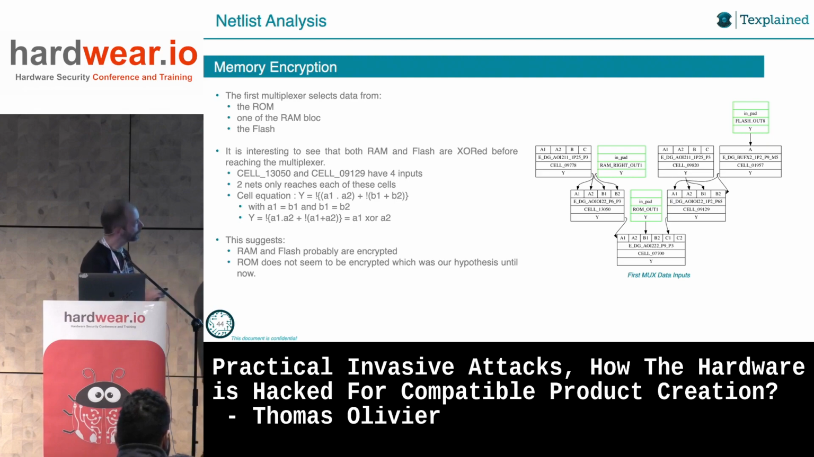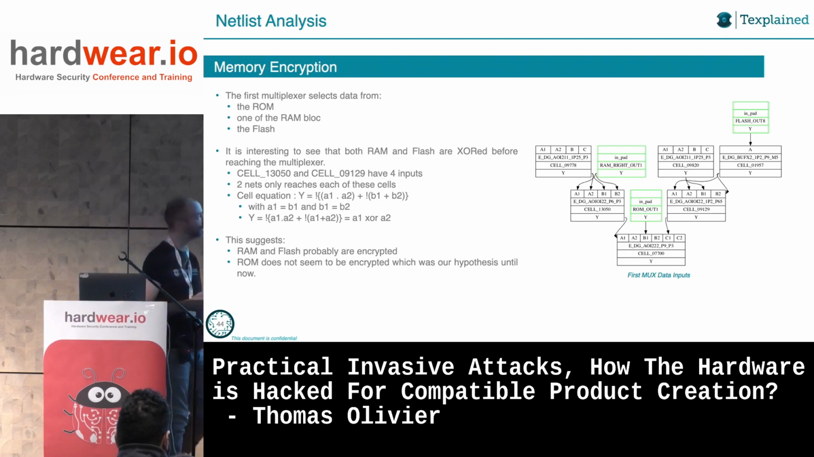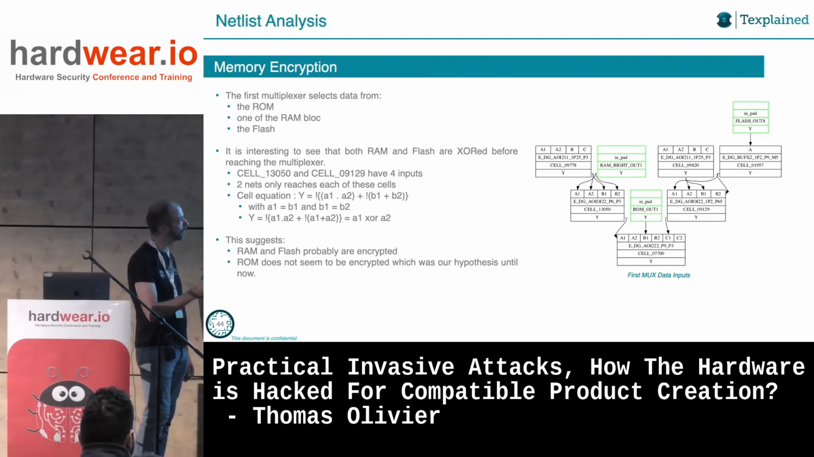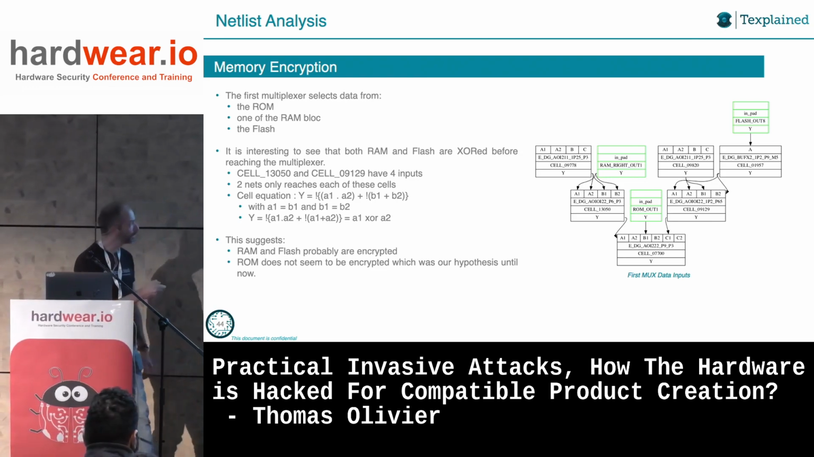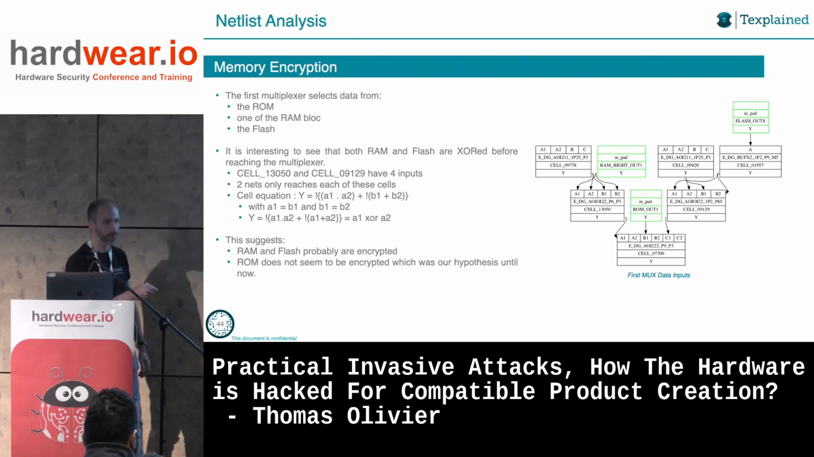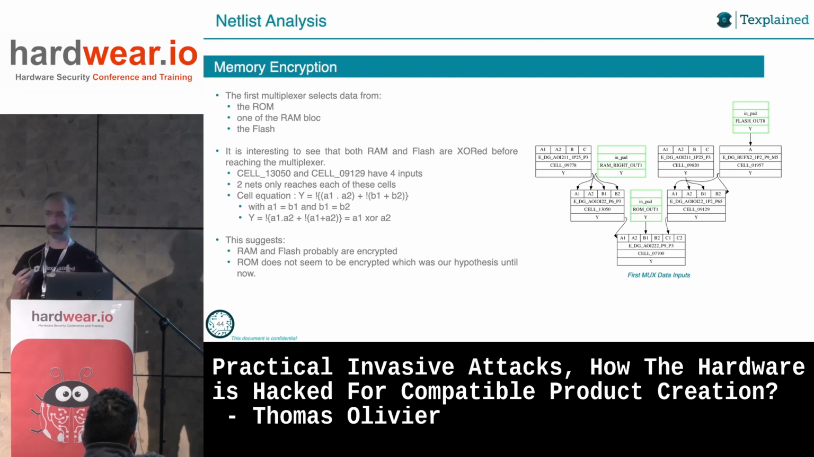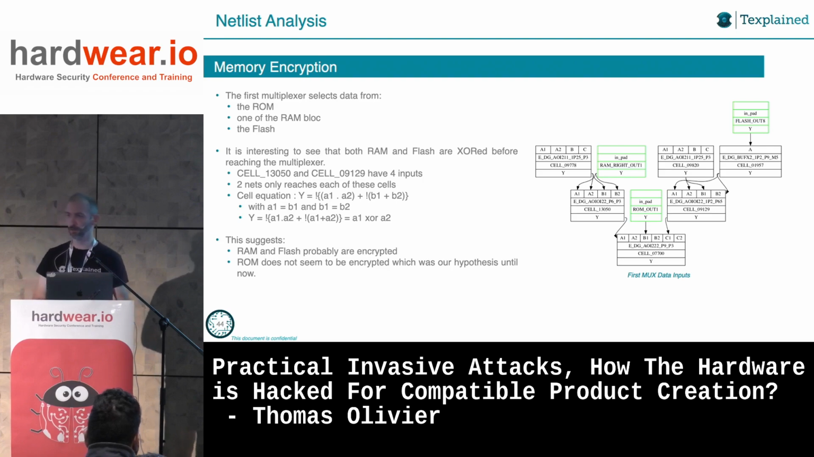But there are 2 other things. This cell and these cells, right? They are XORs, okay? Which tends to indicate that the flash is encrypted, also the RAM. But I don't see XORs for the ROM, right? So I start to assume that this is a clear data bus already. And our hypothesis was that the ROM was not encrypted, so that makes sense. Let's just confirm this.